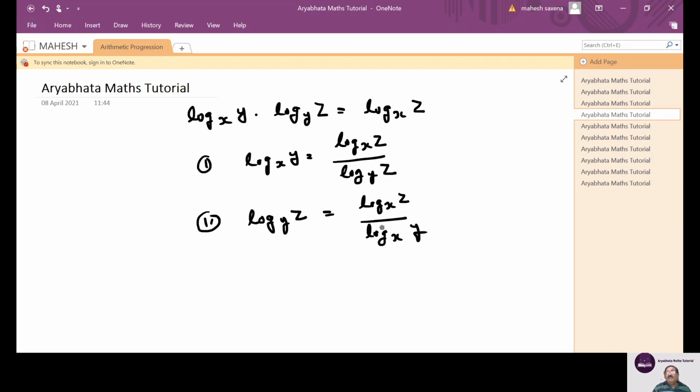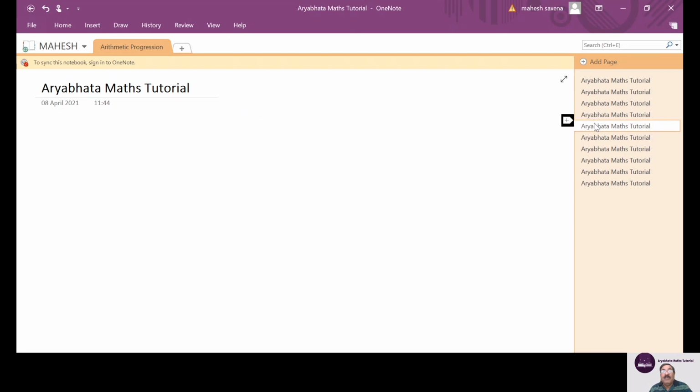Now, we would like to draw the graph of log base a of x. Here, two possibilities are there. Number one, a is greater than 0 and less than 1. And second possibility is that a is greater than 1. Now we will take these one by one.